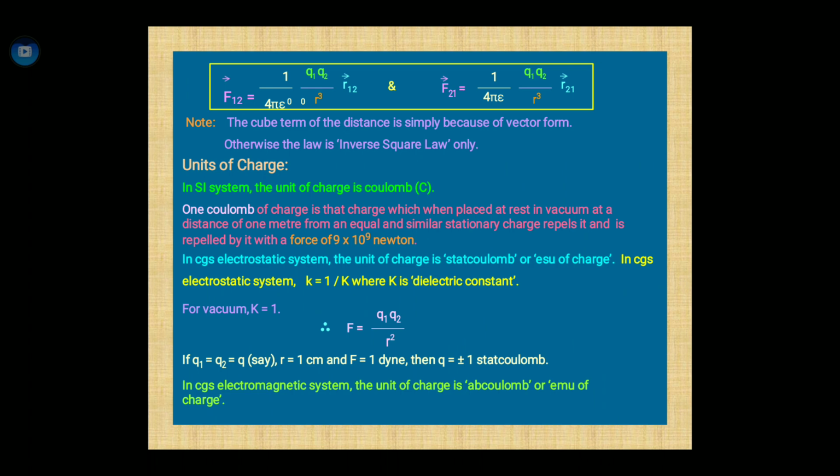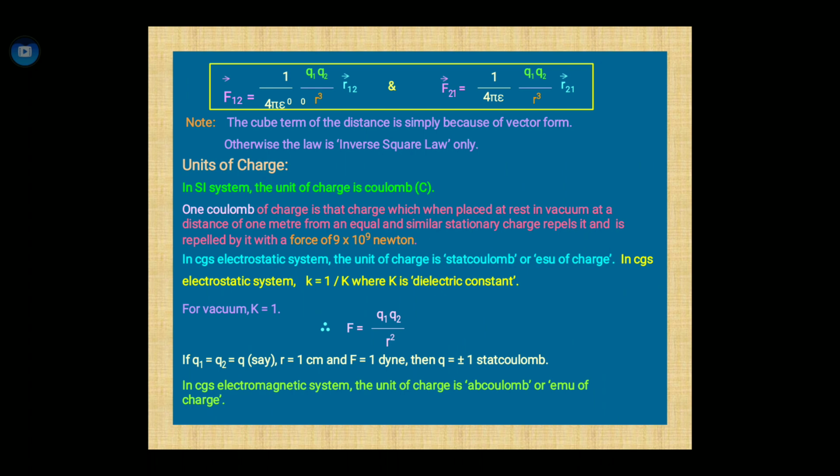Now, units of charge. In SI system, the unit of charge is Coulomb. So 1 Coulomb can also be defined as that charge which when placed at rest in vacuum at a distance of 1 meter from an equal and similar stationary charge repels it, and is repelled by it, with a force of 9 into 10 raised to the power 9 Newton.